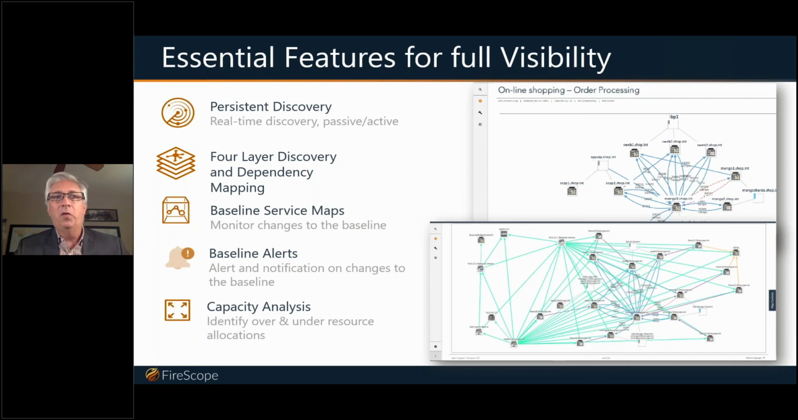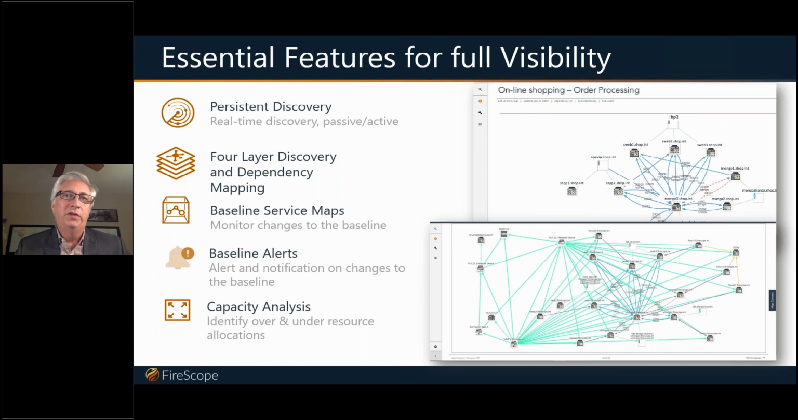So let's look at the lower map on the bottom right-hand corner here. FireScope has 4 unique layers of dependency: application, which comes from the network flows that we're listening to, virtualization, network, and storage. And these are 4 key layers that need to be monitored at all times for changes. Now, this map is a baselined map. It's a snapshot in time, and it allows the changes to be constantly observed at all 4 layers.